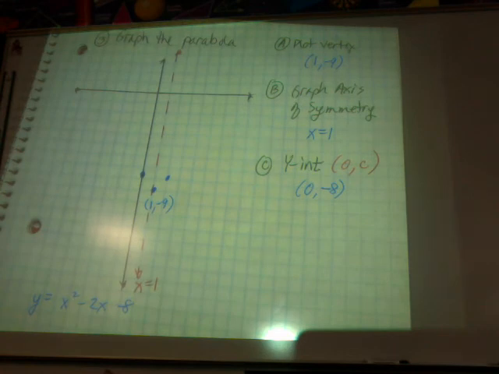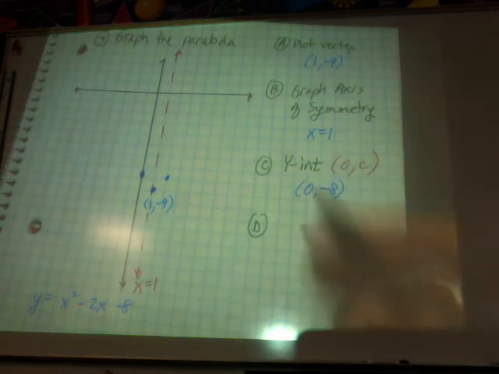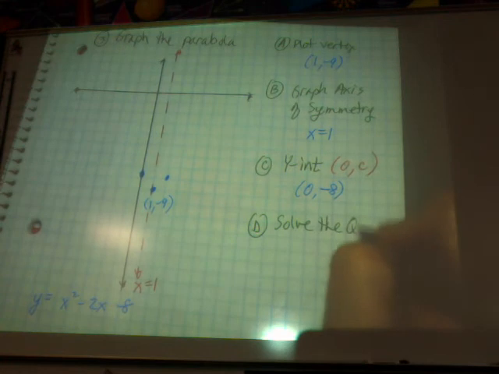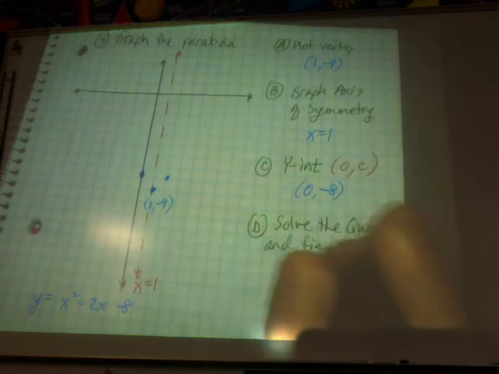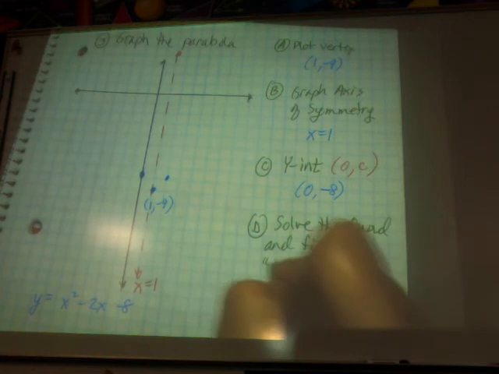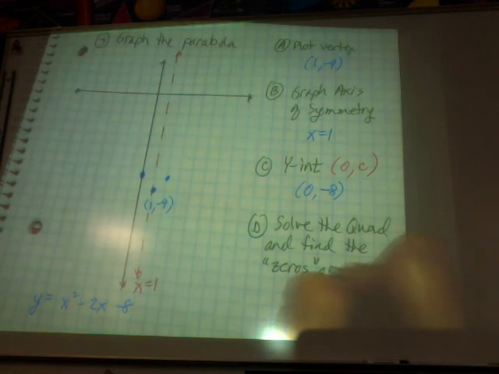y-intercept. Sometimes your y-intercept is your vertex, and so you're kind of stuck. Then you need 2 more points, and I want you to see where this graph crosses the x-axis. So part D is you're going to solve this quadratic. So we're going to solve the quadratic and find, and they're called zeros or roots.